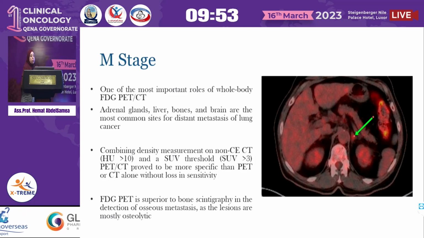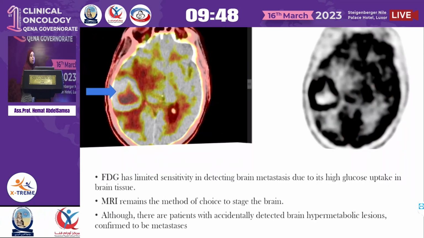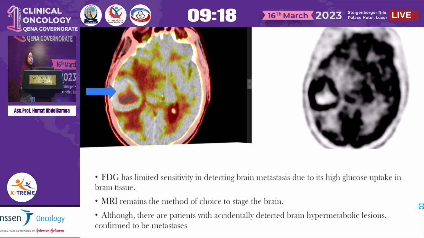PET-CT is superior also to bone scintigraphy in detection of osseous metastasis as the lesions are mostly osteolytic. FDG has limited sensitivity in detecting brain metastasis due to its high glucose uptake in the brain tissue. MRI remains the method of choice for staging the brain, although there are patients with accidentally detected brain hypermetabolic lesion confirmed to be metastatic. Temporoparietal lobe hypermetabolic lesion detected on PET-CT along with other multiple metastatic lesions involving even soft tissue and muscular metastasis.